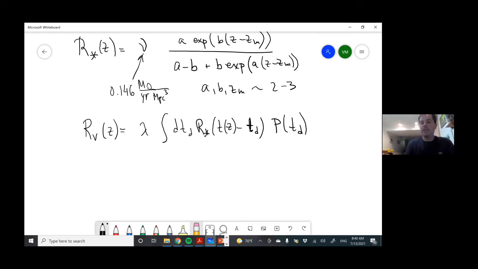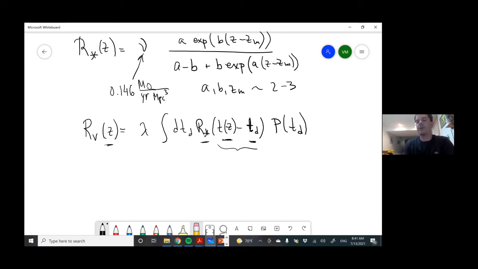Okay, so TD here is the time delay. And what we do is we're looking at the rate of mergers at some particular redshift z. We calculate the time corresponding to that redshift, subtract the delay time, so how long that particular object had to basically go through its life. That gives me the time at which the object was formed. And what I need is the rate of formation at that particular time.